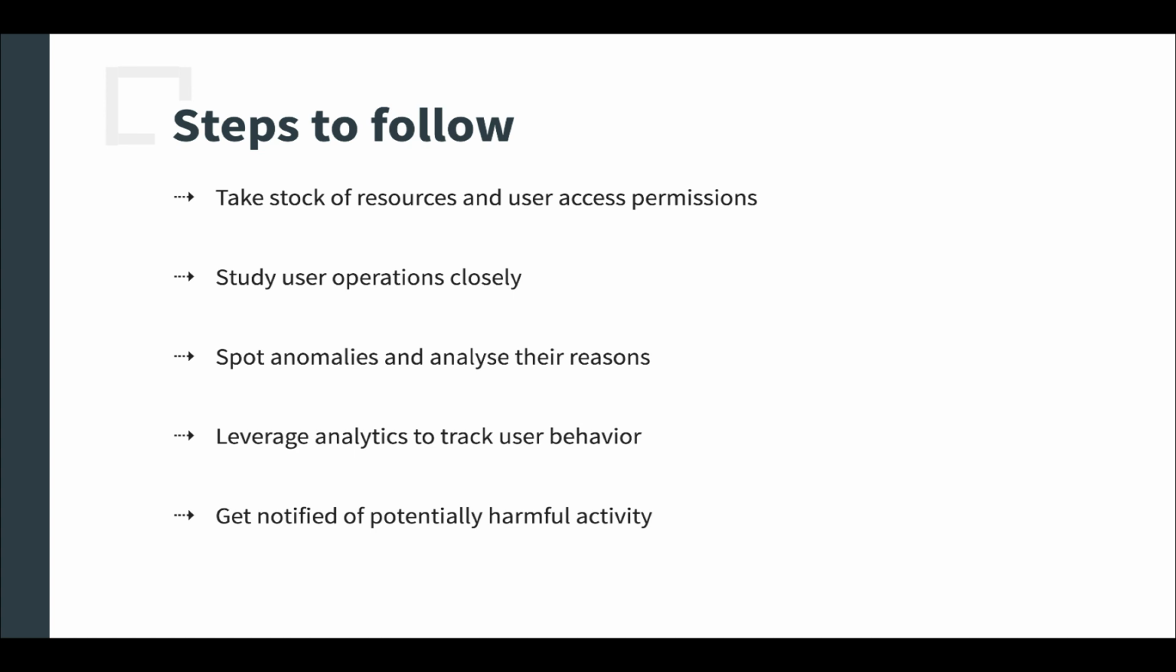So if you're wanting to set up closer monitoring when it comes to privileged account access, these are the steps that you should follow. You should take stock of the different resources and the different users who have access to these critical resources in your organization, and you need to closely watch the different operations performed by users. That way you can establish a baseline, and it becomes all the more easy for you to spot anomalies when they occur once you have an established baseline.